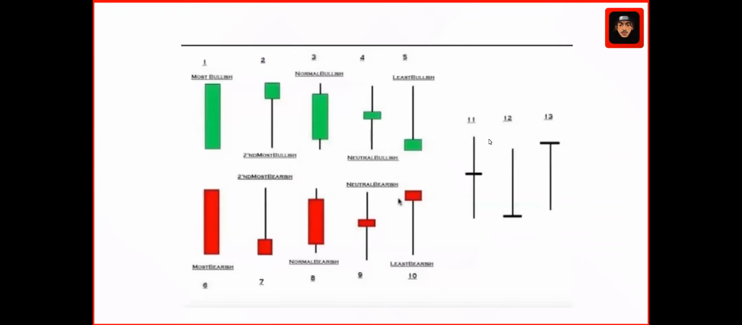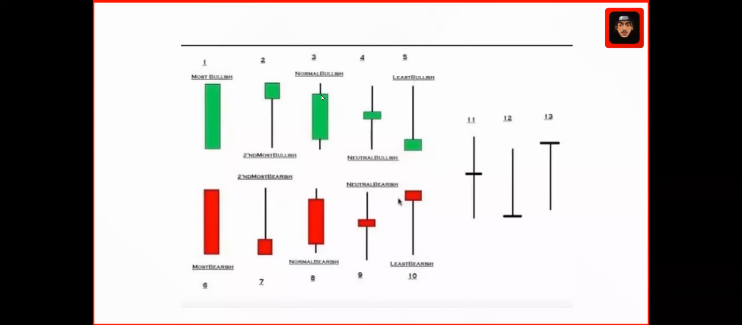All right. Now, going over the most bullish and bearish candlesticks. You have the most bullish. That means open, here's the close, there's no wick. The second most bullish is this candle where you see sellers tried to push the price down, buyers bought it back up, and then we ended up closing green.